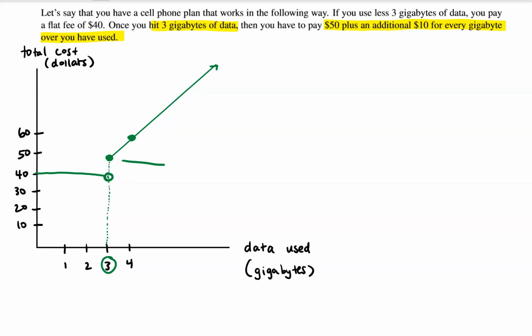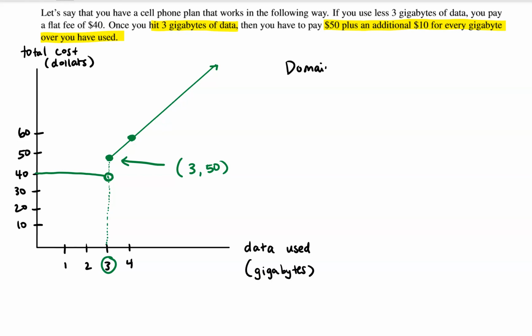And we have an ordered pair here of (3, 50), which tells us that if I use 3 gigabytes of data, then I am spending $50. So that's what's up with open and closed circles on a function graph. Now, let's say that I wanted to talk about the domain and the range of this particular function.